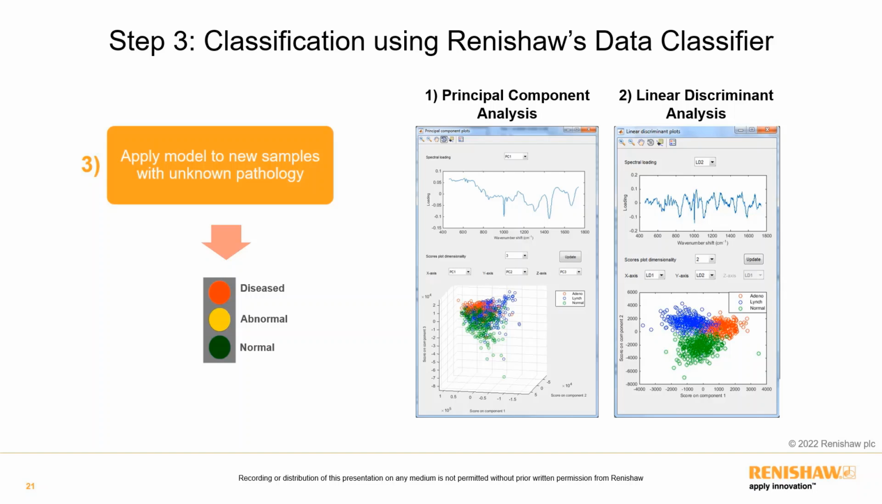Again, we can see the loadings just above these plots. And on these loadings, we can see spectral variations between the 3 pathologies. So ultimately, that's the 3 main steps.